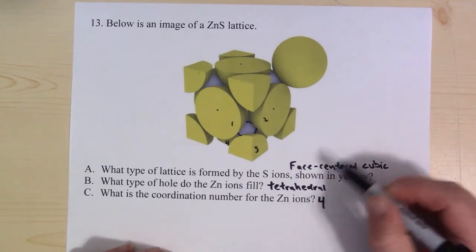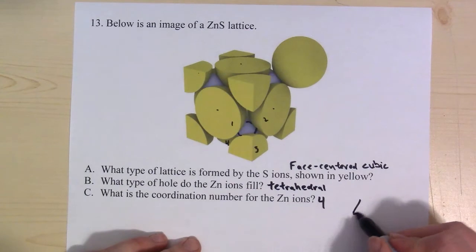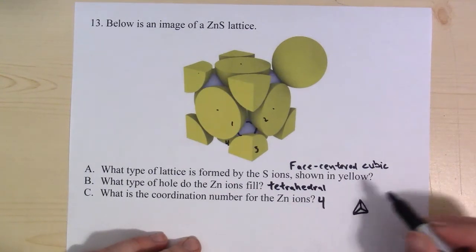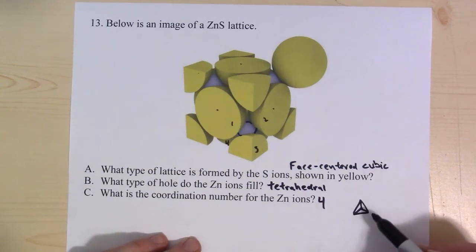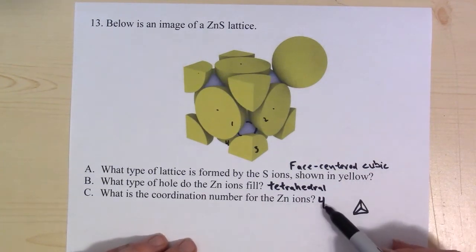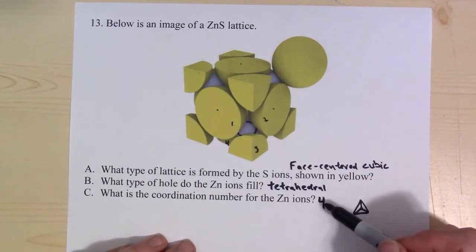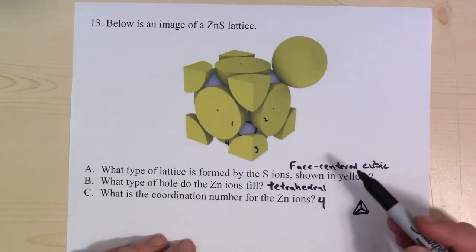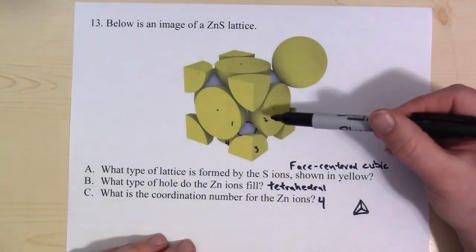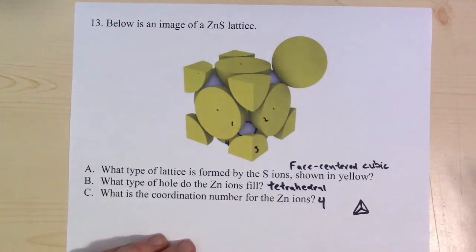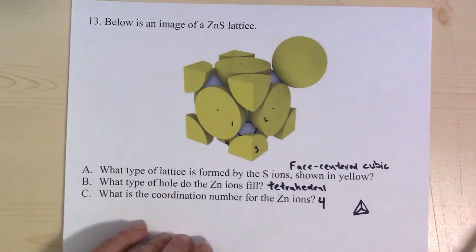tetrahedral hole. So if you think about a tetrahedron, there's 4 sides to the tetrahedron. Each one of those faces is going to touch the zinc. So the coordination number there is 4 inside the tetrahedral hole, and then the sulfur ions are forming the face-centered cubic lattice.